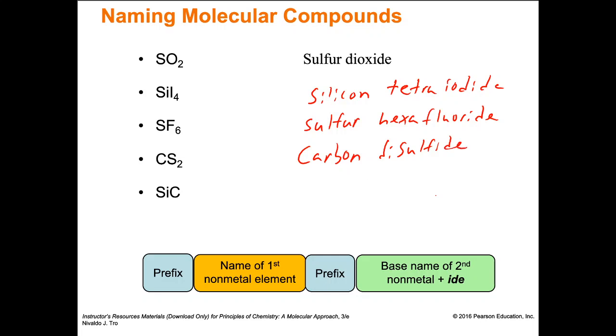Okay, next one. Again, I have SiC. So here's one where I have to kind of make a judgment call on which one is more metallic. So carbon and silicon are in the same group. So how do I pick between that? Well, I'm going to pick the one that's lower. That's going to be the more metallic one. And in fact, silicon is a metalloid, so it's not too bad.